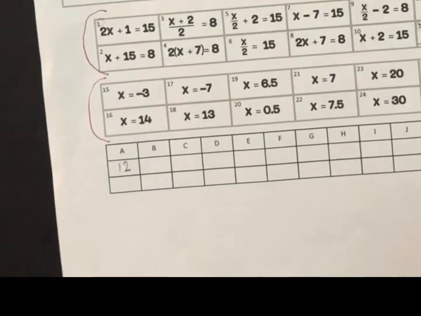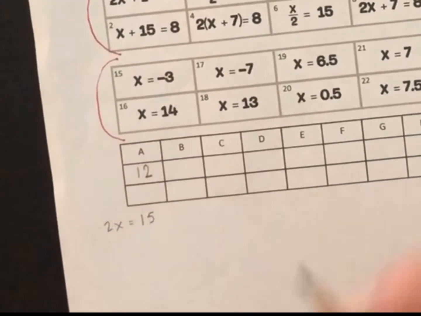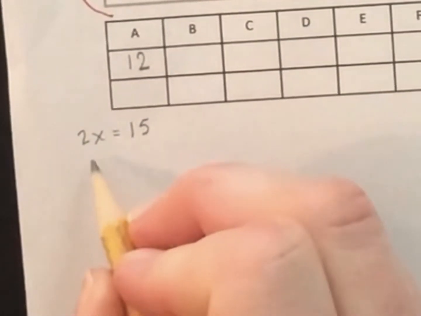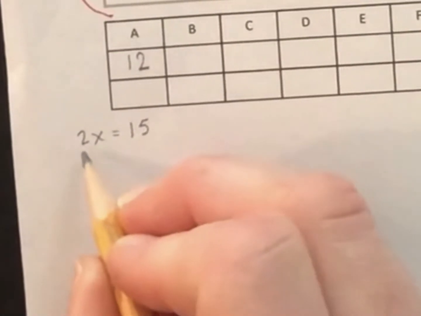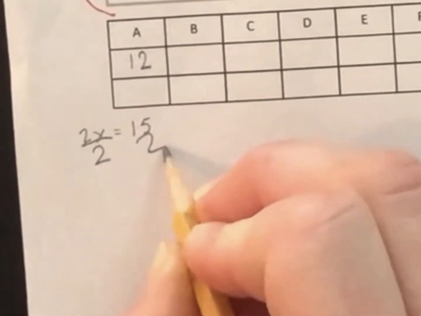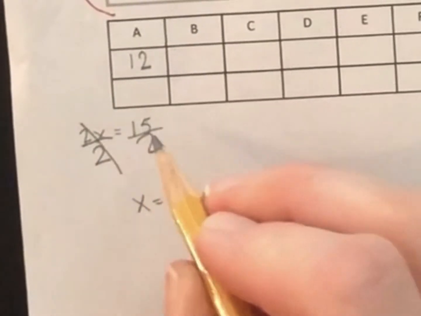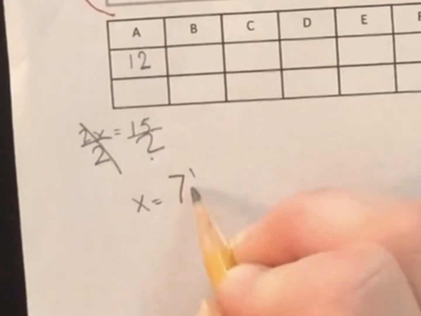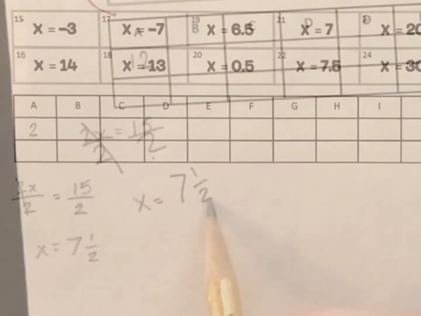Now I'll come down here and write it out to solve it. 2x equals 15. I've got to get the x by itself. Right now, 2 is multiplied by x. So the opposite of times 2 is divided by 2. So I will divide both sides by 2. That cancels out, so I'm left with x equals 15 divided by 2. 2 goes into 15 7 times and 1/2 left. 7 1/2. Basically, you're just converting an improper fraction to a mixed number.